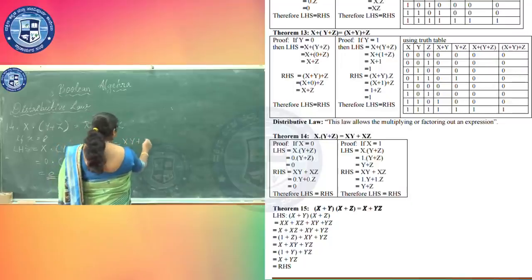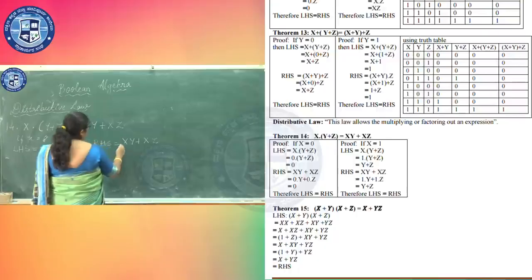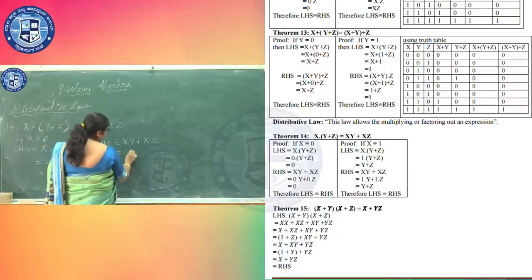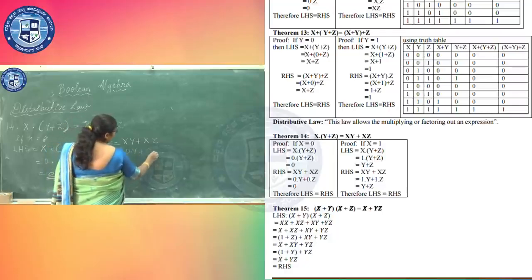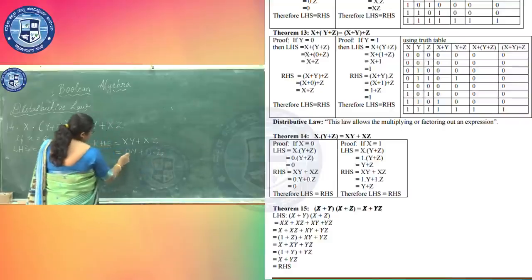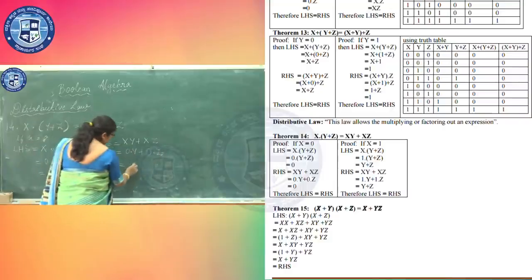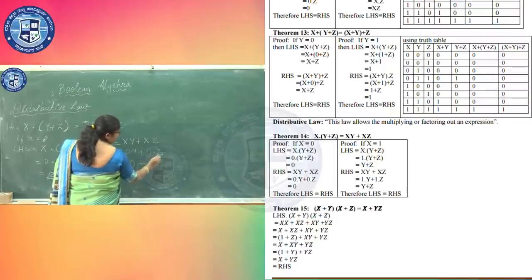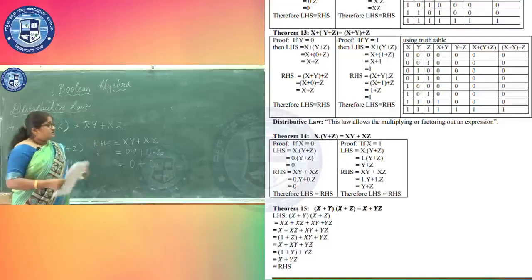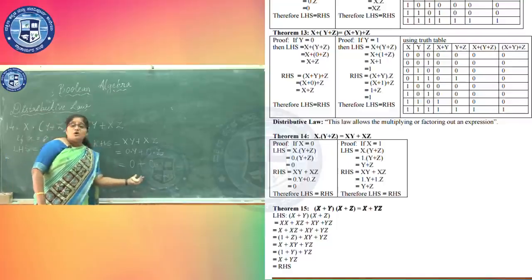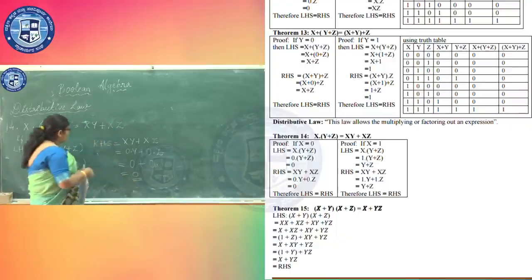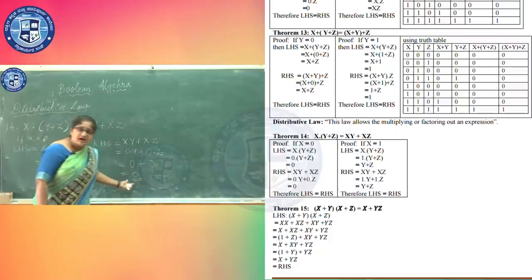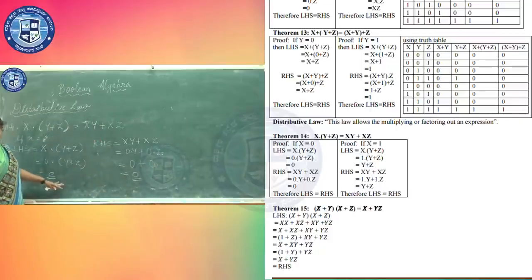xy plus xz. The value of x is 0, so 0 and y plus 0 and z. 0 and y is 0, or 0 and z is also 0. 0 plus 0 or 0 is always equivalent to 0. So the value of LHS and the value of RHS come out similar, and therefore it has been proved with the value x equal to 0.